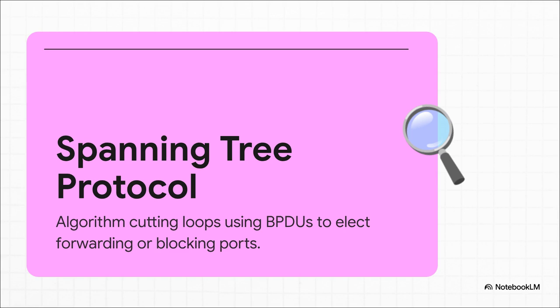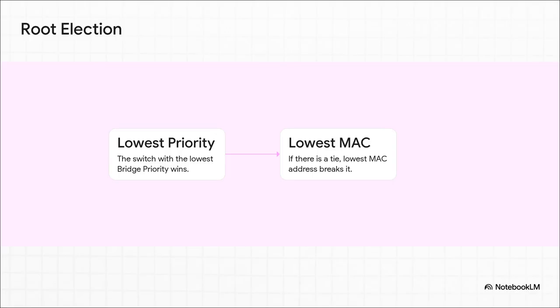It does this to ensure there's a single, loop-free path for your data. The whole STP topology revolves around a single boss, which we call the root bridge. Every single path is calculated back to this root. But how does a switch get that top job?